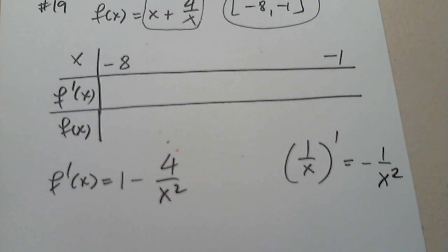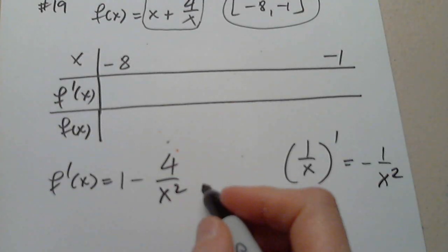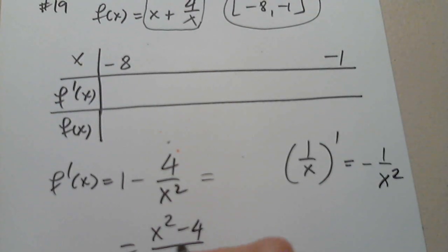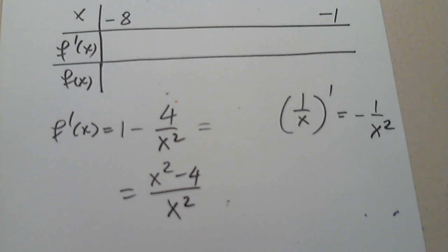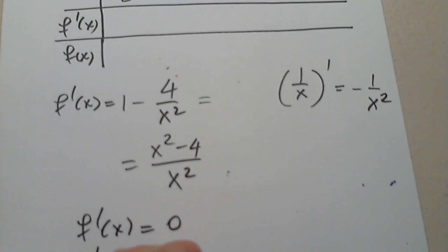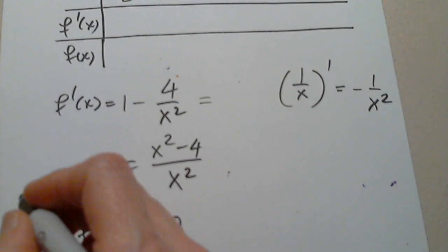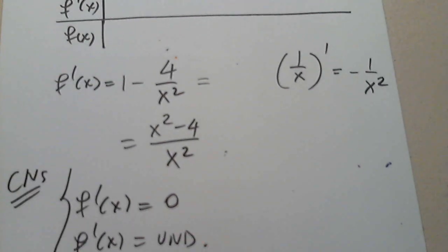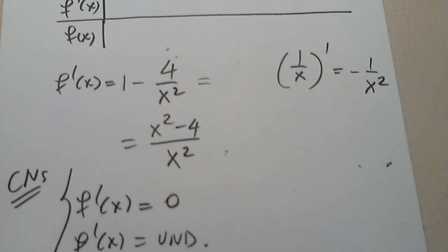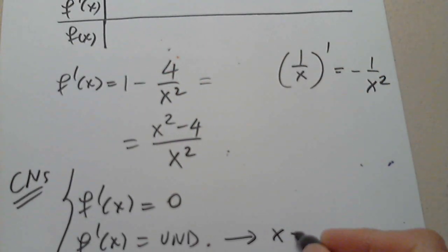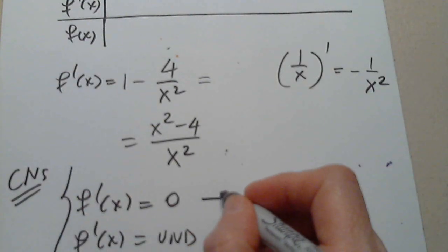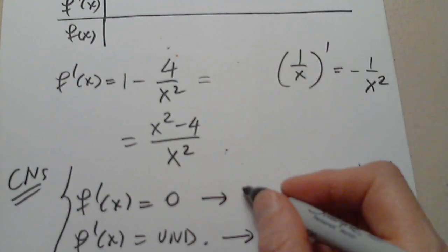Is that okay? Good. So we find the least common denominator, x squared minus 4 over x squared. So we have to set f prime equal to 0 or f prime equal to undefined because we are looking for critical numbers. Critical numbers come from 2 sources, f prime being 0 or f prime being undefined. Can anyone look at this function and say f prime is undefined when x is, and f prime of x is 0 when x is?